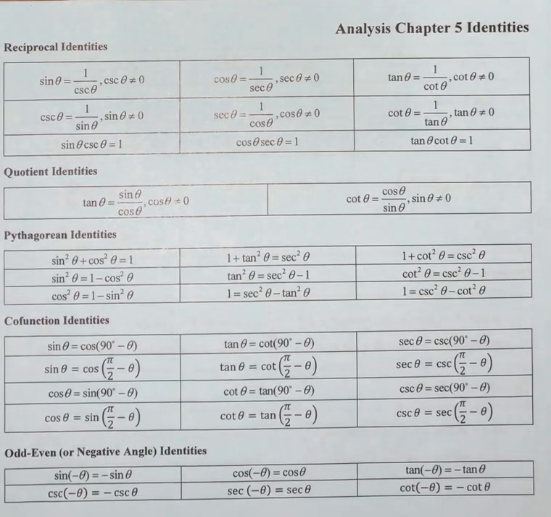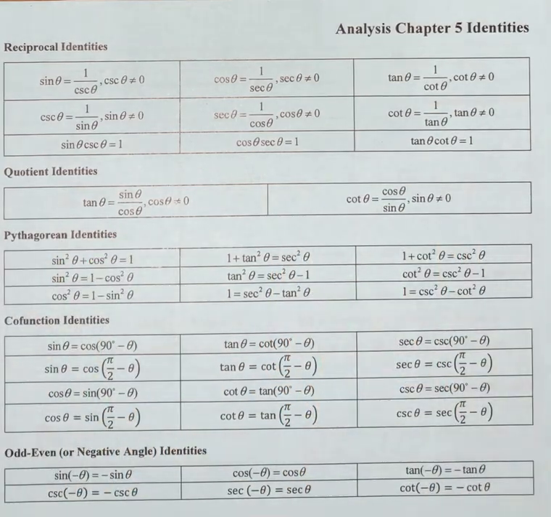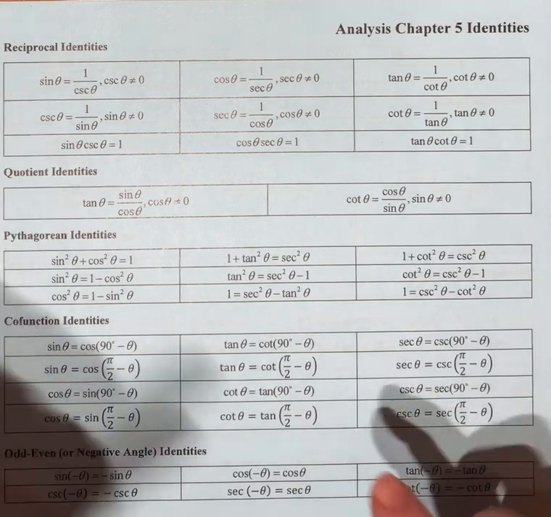So in Google Classroom, under the Chapter 5 heading, you will see the Chapter 5 Identities handout. That's what this piece of paper is. If you don't have a printer, you can write these down. A lot of these you're already going to know. The whole first half of the first page, we've already seen and we've already talked about.